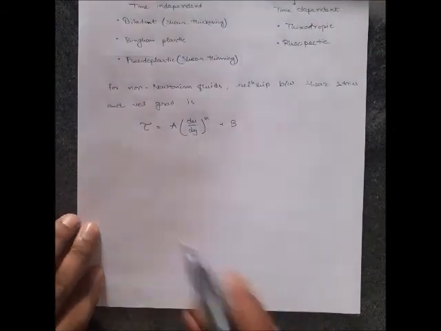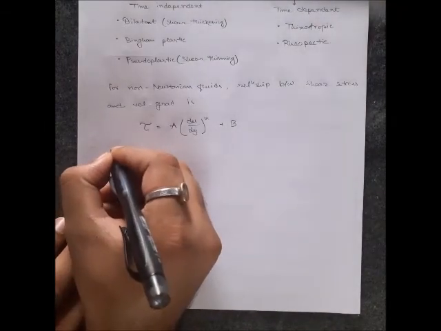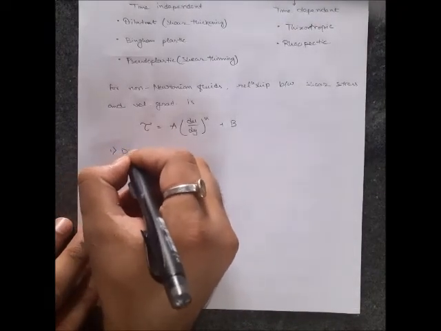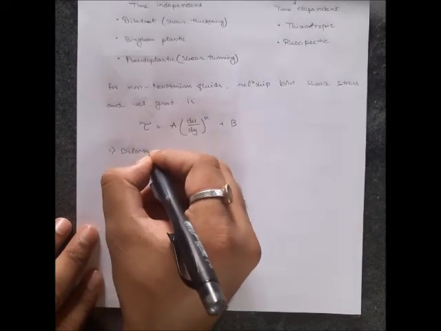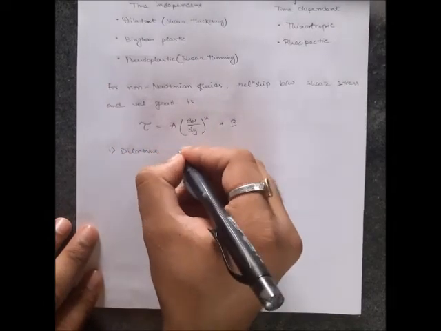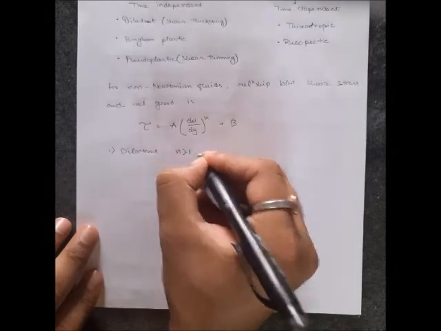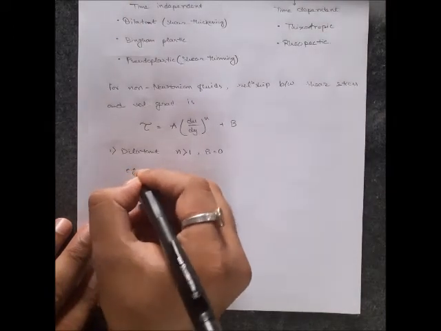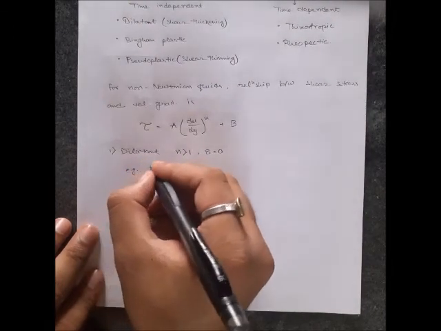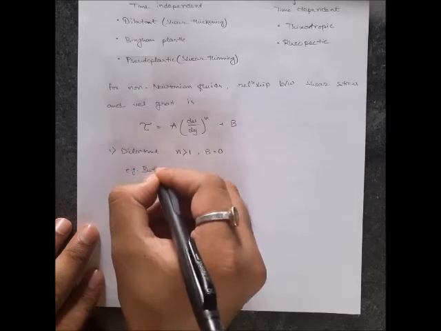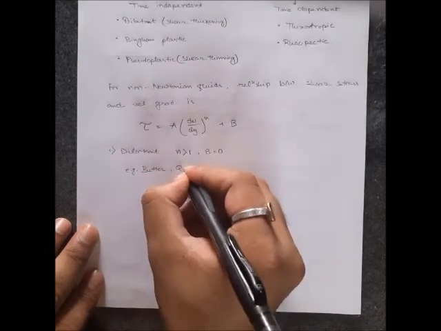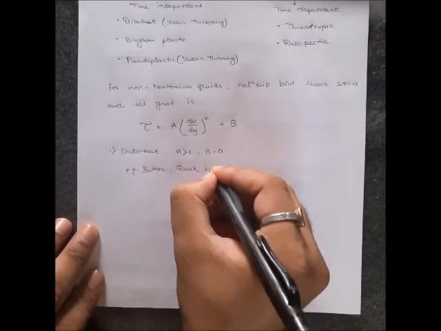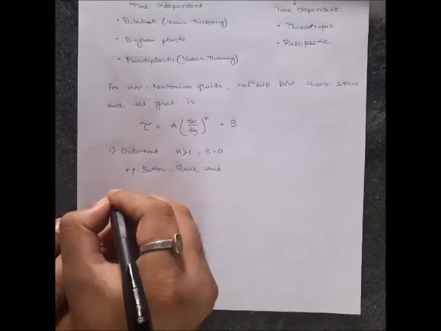For example, for dilatant fluids, n is greater than 1 and b equals 0. These dilatant fluids are like butter, quicksand, and so on.